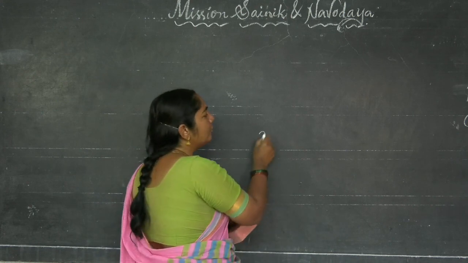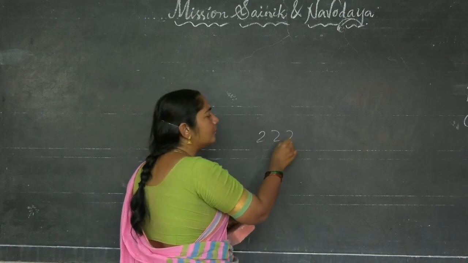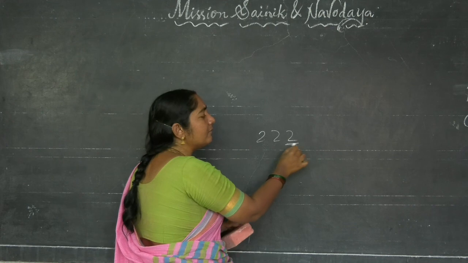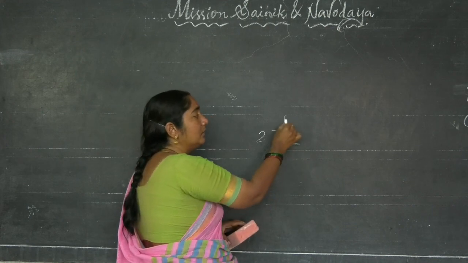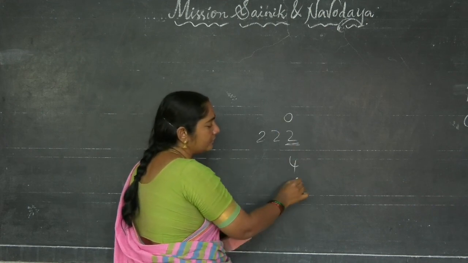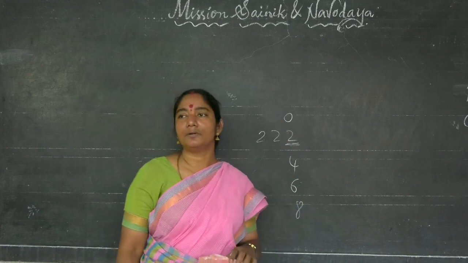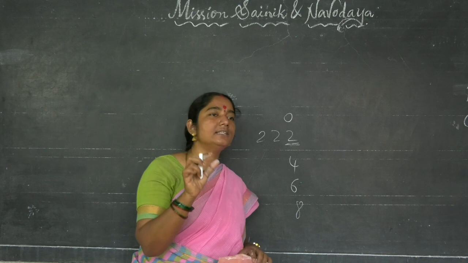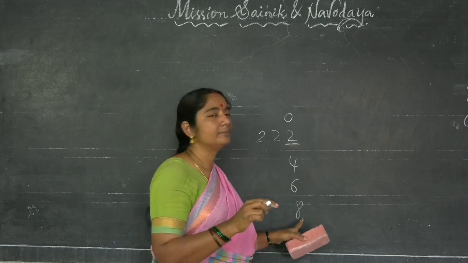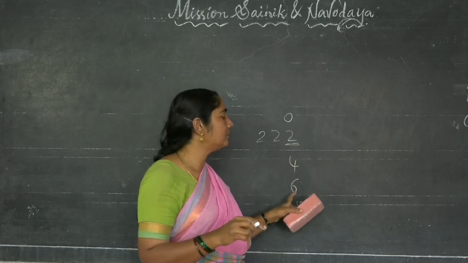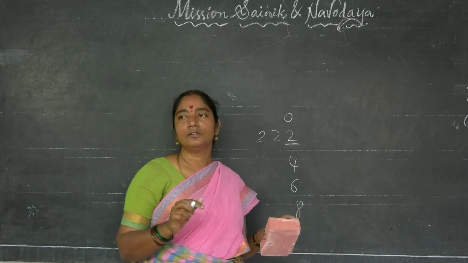So for example, 222. This is an even number. Any number which is ending with the number 2, 0, 4, 6, 8, such kind of number we call an even number. For any even number, the last digit will be any of these: 0, 2, 4, 6, 8. It is an even number. Understood?